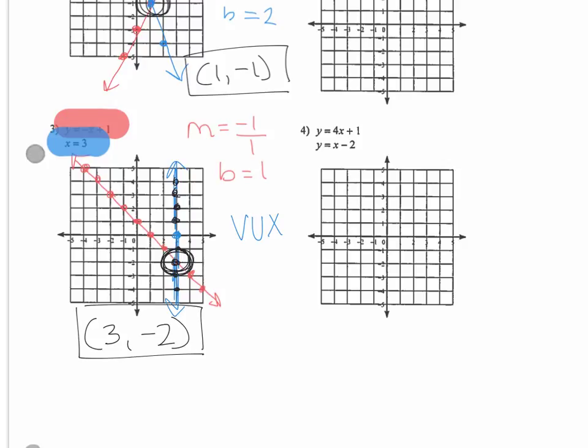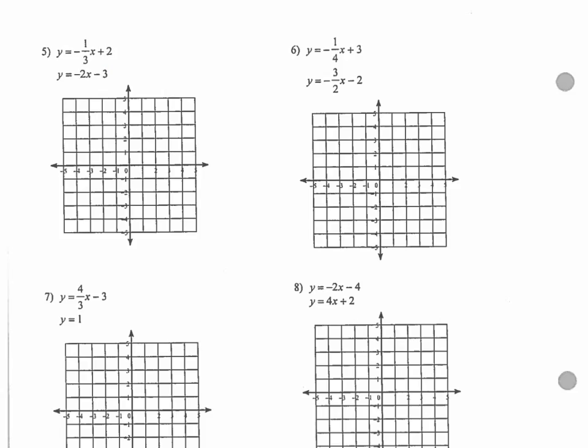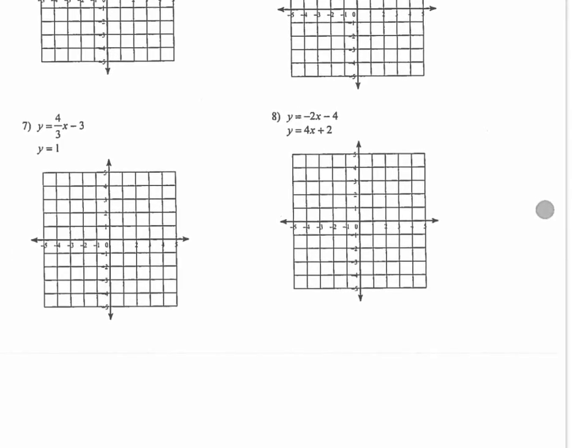Go ahead and flip your paper. Let's do number 8. First thing I'm going to do, highlight my top one. m equals -2 over 1. b equals -4. So -4. Up 2 to the left one because it's negative. Connect my dots.